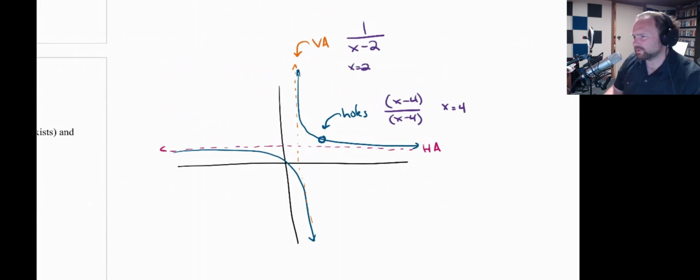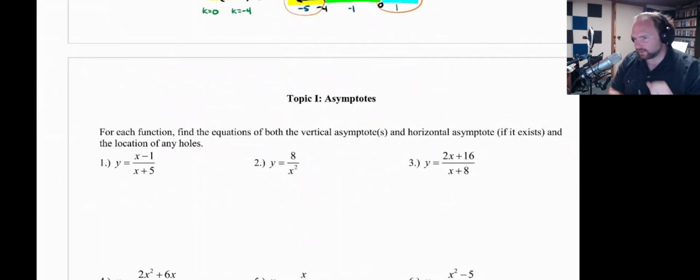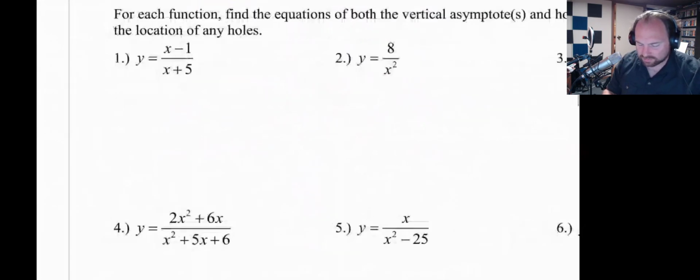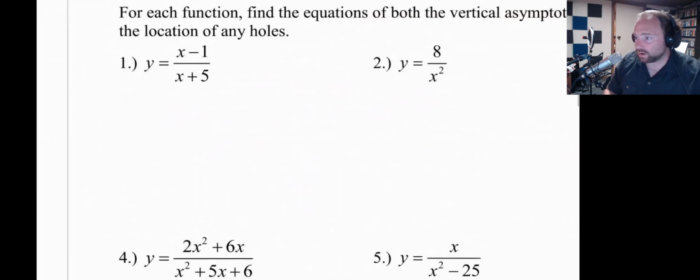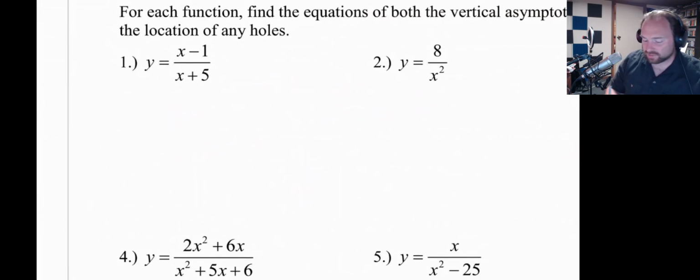Horizontal asymptotes will take a little bit longer to explain, but we'll see some examples of this. Let's get into it. All you really need to know is what we're looking at in these problems is the bottom of the fraction, really. When the bottom is equal to 0, there's going to be a vertical asymptote. And so that's going to happen with number 1 at x equals negative 5.